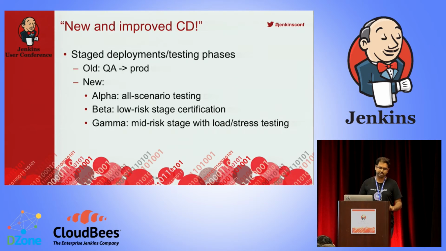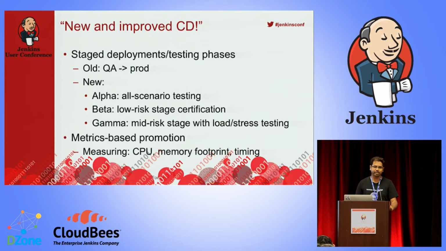But how did we do this? We came up with this thing called metrics-based promotion. Instead of time-based promotion, we wanted to make that process as automated as we can. So we started measuring things. There are two types of metrics we used. One is system metrics, which covers CPU, memory footprints, and latencies. In addition to that, we had application metrics.